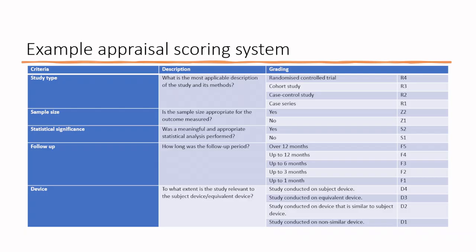So if you look at the left-hand side, it takes the same characteristics, applies a bit of a description, and then a grading, so an alphanumeric score with the highest number relating to the best possible outcome in each, according to each characteristic. So for example, in the study type, if a particular source is a randomized control trial, you'd score it R4. If it's a case series, you'd score it R1. These are just examples. And you can see how that flows through the different characteristics.